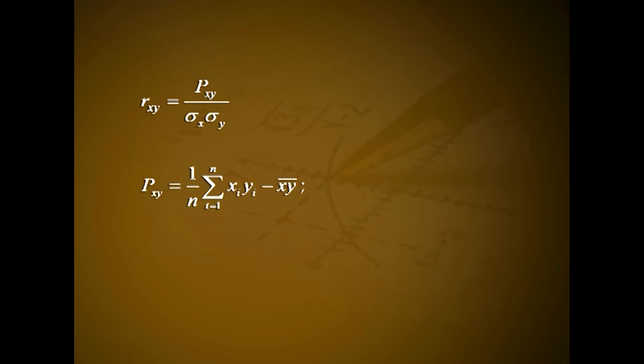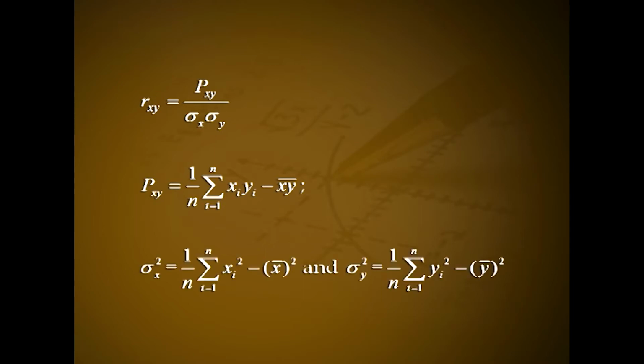Pxy equal to 1 by n summation over i from 1 to n xi into yi minus x bar into y bar. Sigma square x is equal to 1 by n into summation i from 1 to n xi square minus x bar square, and sigma square y equal to 1 by n into summation i from 1 to n yi square minus y bar square. The calculations are as follows.